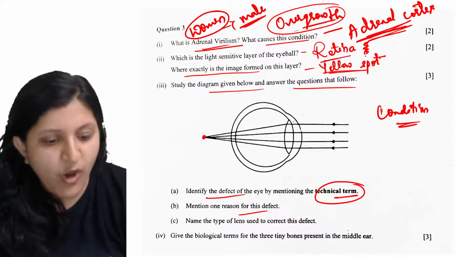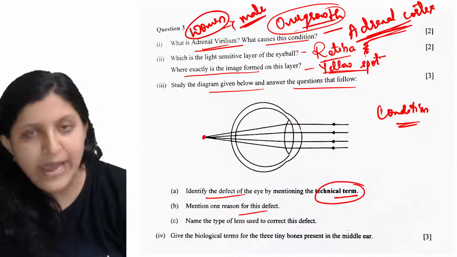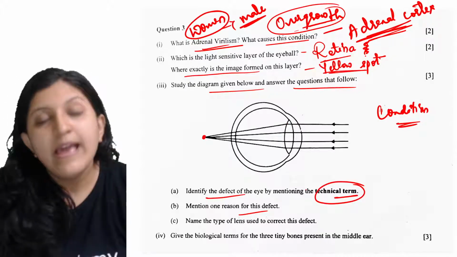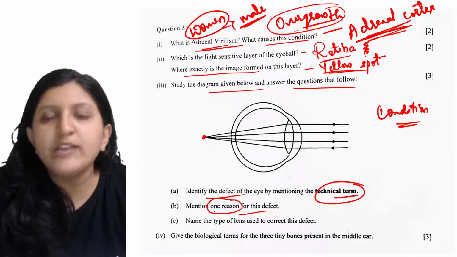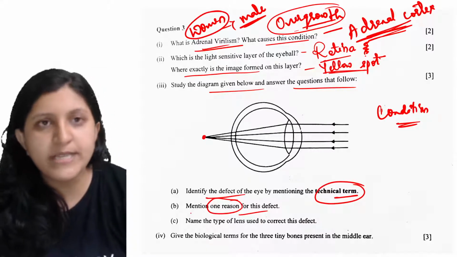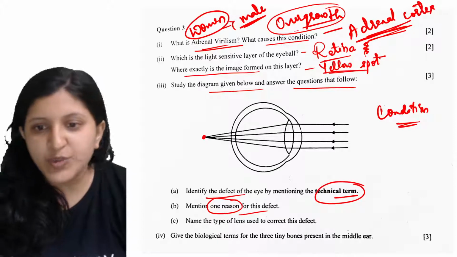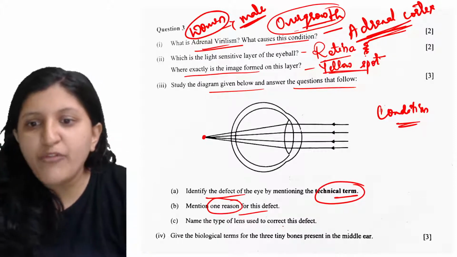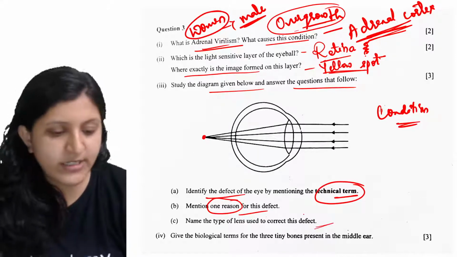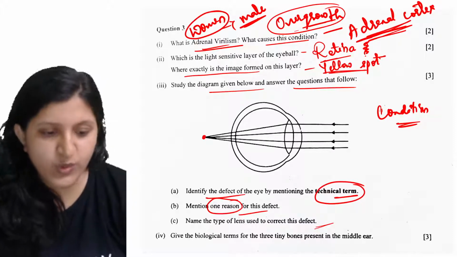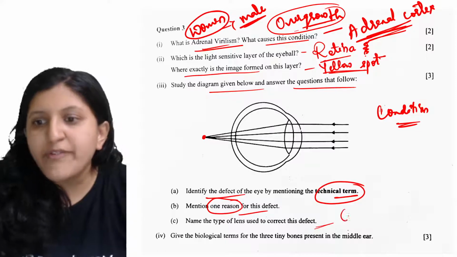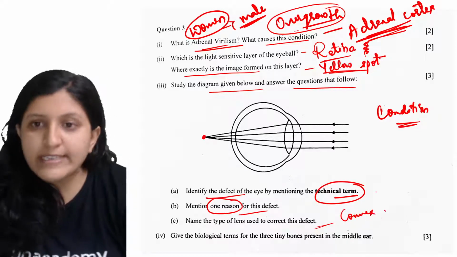Shortening of the eyeball from front to back, that's correct. Lens is too flat, that is also correct. They have asked for one reason only, so even if you write both of them, it's fine. At least one has to be there. Okay, so name the type of lens used to correct this defect. So what is that lens? Convex lens is used. Yes, that's right. Okay, so convex lens is used for this particular defect.